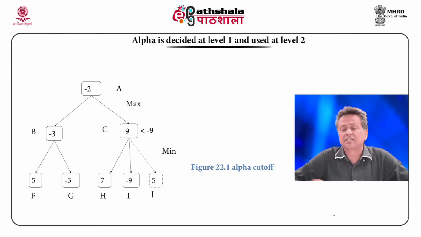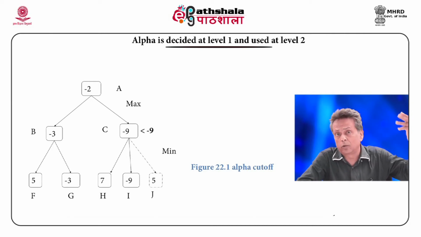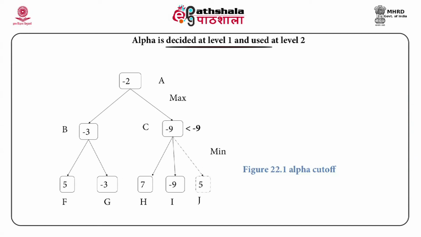Now you can see that it is decided at the maximizing, the previous layer. Okay, -3 is decided at layer 2. We are applying it at layer 3. Remember, this is something which I have already told you: deciding something at layer n, applying it at layer n plus 1.